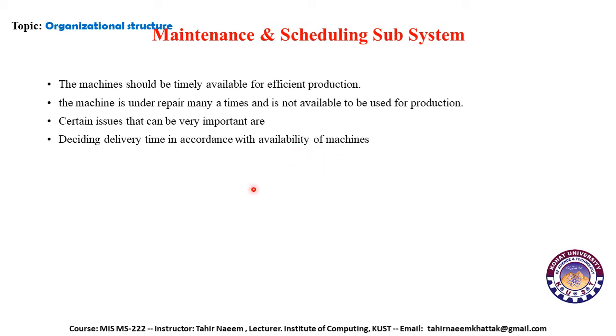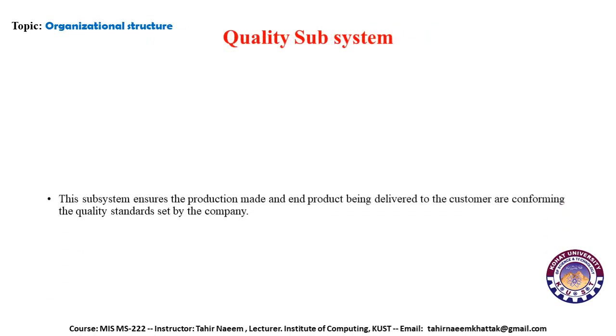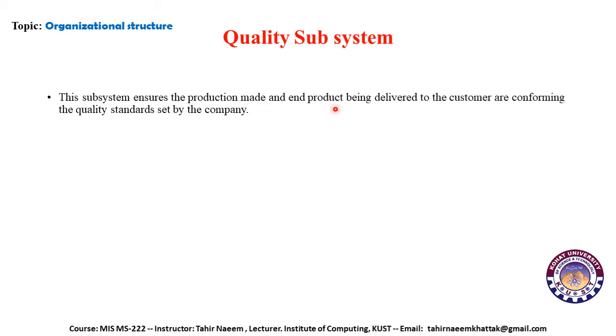We should deliver the goods when the machines are available for the services. Any unforeseen machine downtime: we should also take into consideration the downtime of the machine so that unforeseen downtime can be tackled. Any major overhauling, tuning and replacement expected may result in unavailability of the machine. Any overhauling schedule should be kept so that production of finished goods is not halted, avoiding duplication of jobs for the same machine.